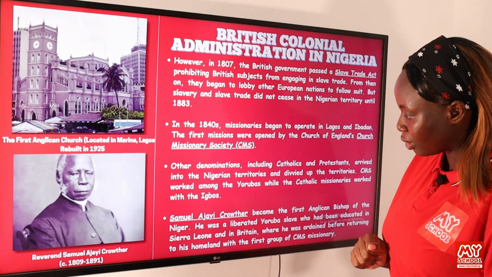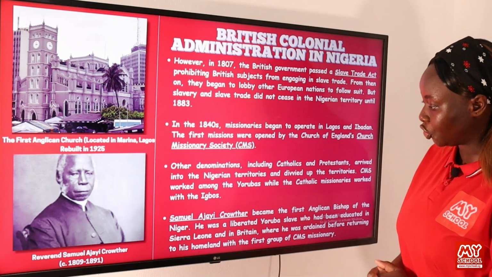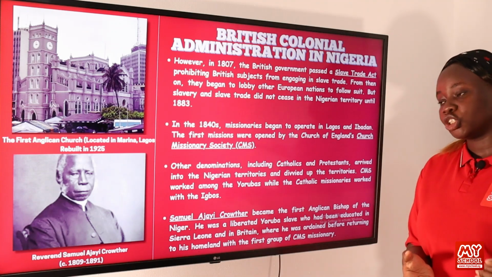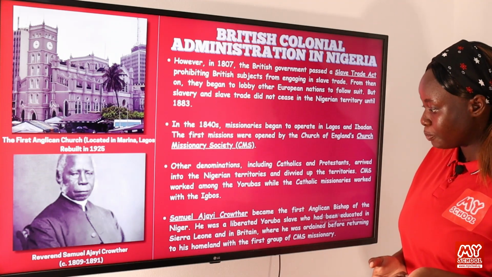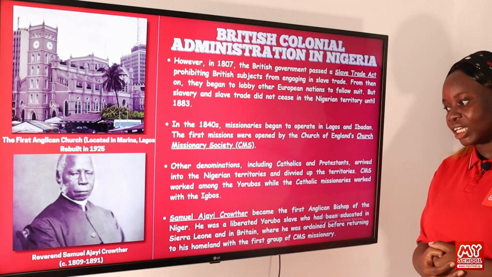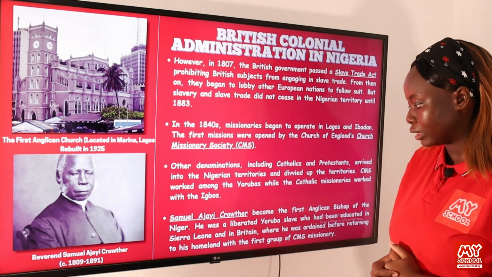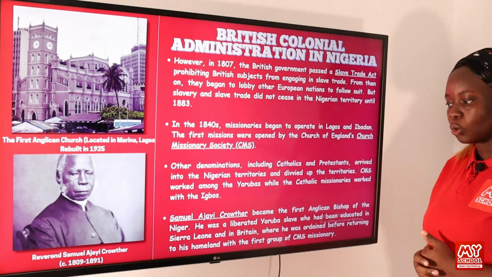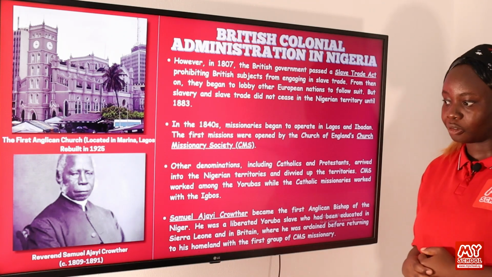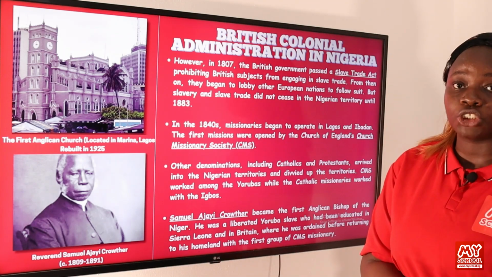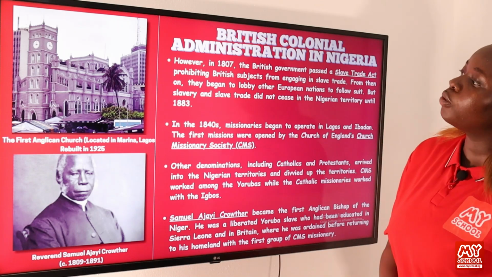So Samuel Ajayi Crowther, a very famous Nigerian, became the first Anglican bishop of the Niger. He was a liberated Yoruba slave who had been educated in Sierra Leone and in Britain, where he was ordained before returning to his homeland with the first group of CMS missionaries. So he is the first Anglican bishop in Nigeria. Now let's move on to the next slide.